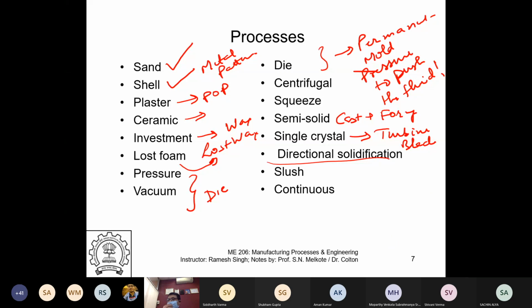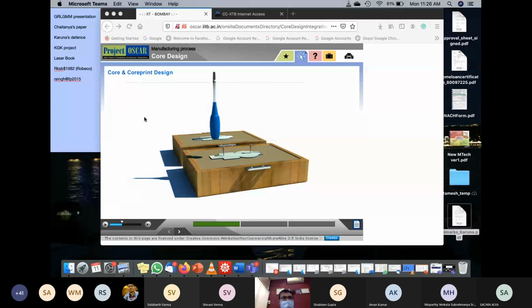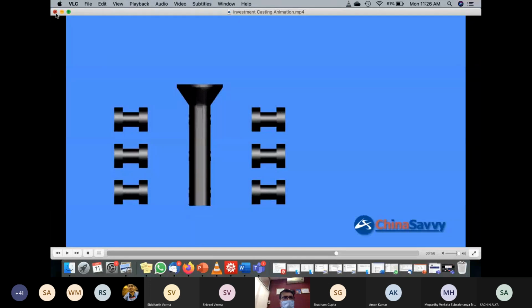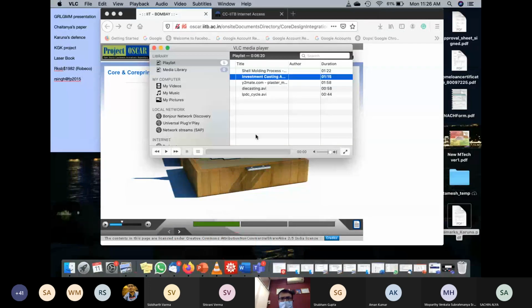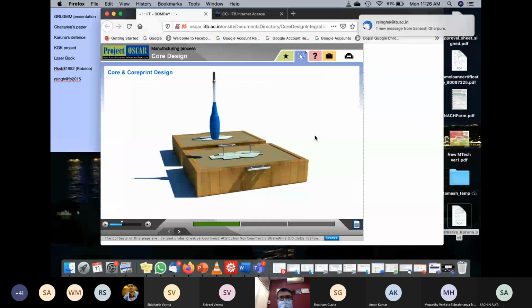All the steel plants have continuous casting, where you can create features right away. Let me share this again so that you can see the continuous casting video. Can you see my screen? Yes, sir. The VLC one. Good. That's what I wanted to show you.